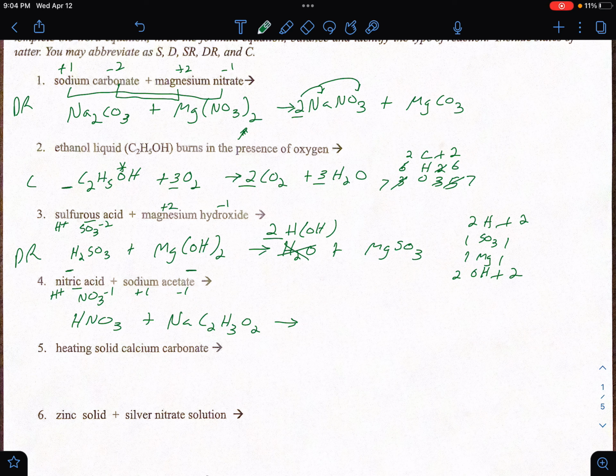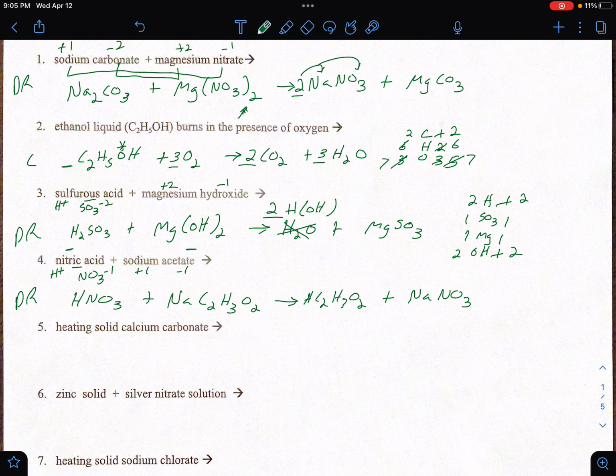This is going to be another double replacement. I have 2 pairs, so we're going to swap partners. So H is going to go with acetate, so this is going to give me HC2H3O2. And now sodium is going to go with nitrate, so I'm going to get NaNO3. And they were all +1, -1, so this was just a simple partner swap, so everything's already balanced, so this one's already done.